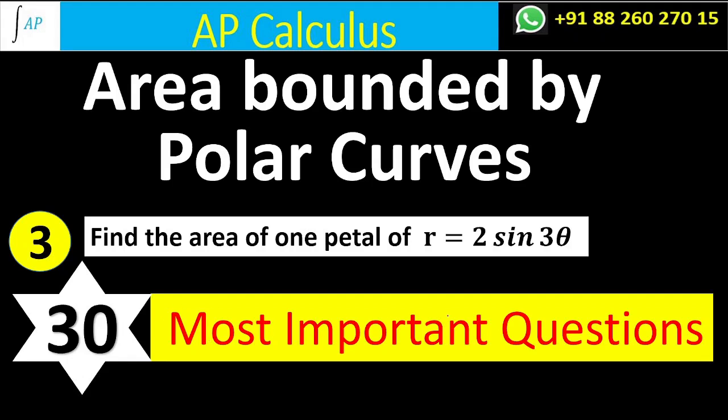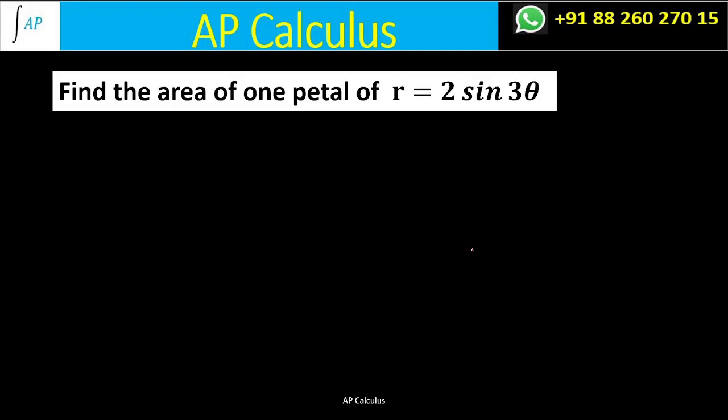This is the 30 most important question series on area bounded by polar curves. So this is question number 3. Find the area of one petal of r equals 2 sine 3 theta. So let's start with this.